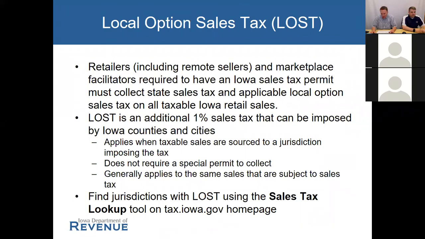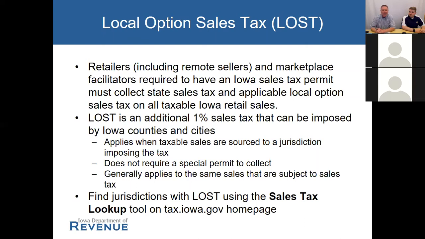This is something, no change here for you as far as what it applies to. It applies to taxable sales that are sourced to a jurisdiction that imposes the local option sales tax. So for example, I'm over in Davenport, that's Scott County. We've got local option tax there. If I purchase something at retail and I pick it up right there in Scott County, that sale is sourced to Scott County, so I will pay a total of 7% sales tax, 6% state tax, 1% local option sales tax.